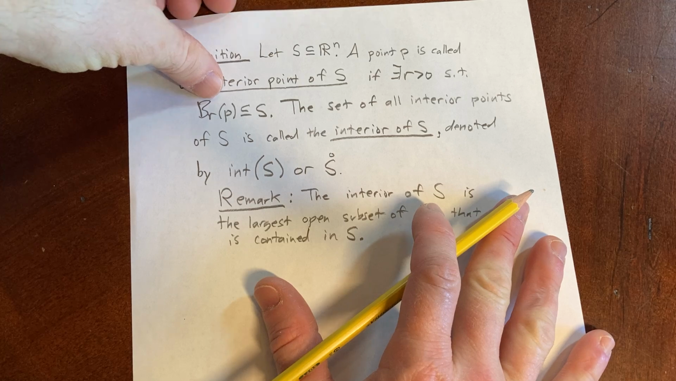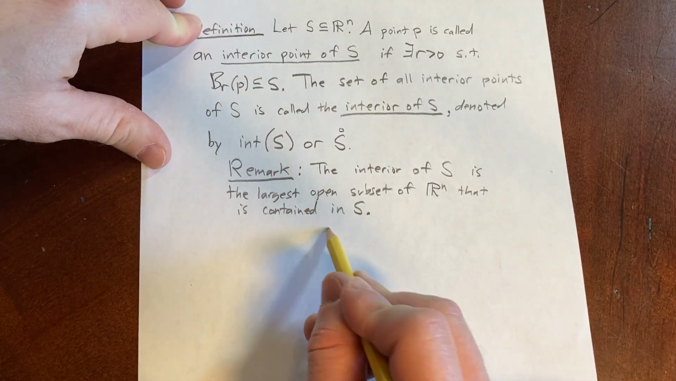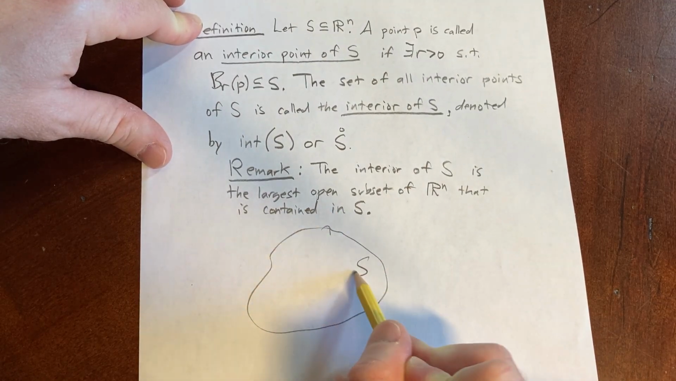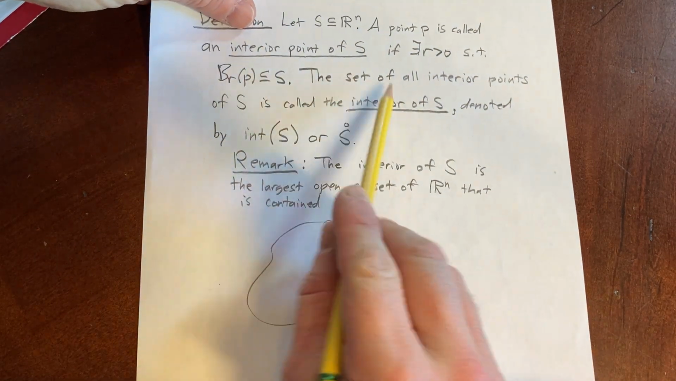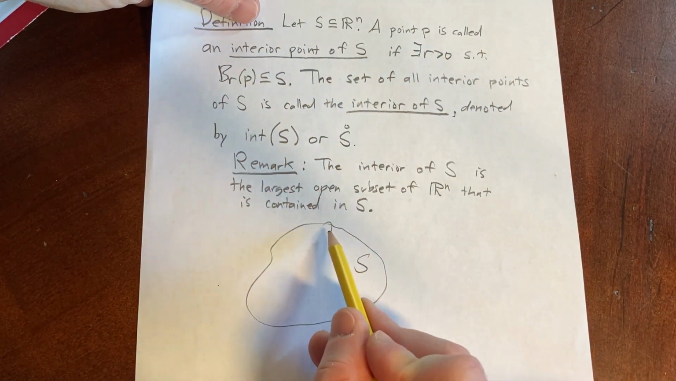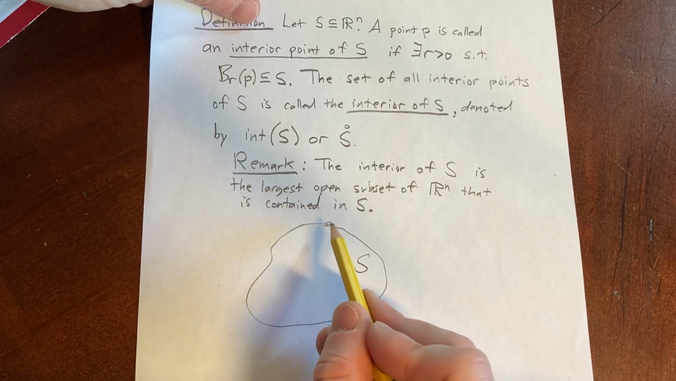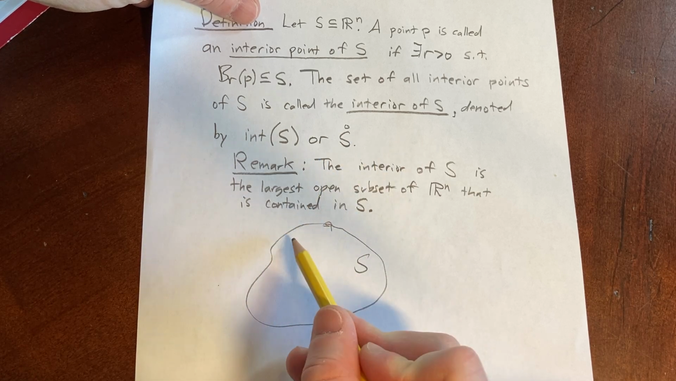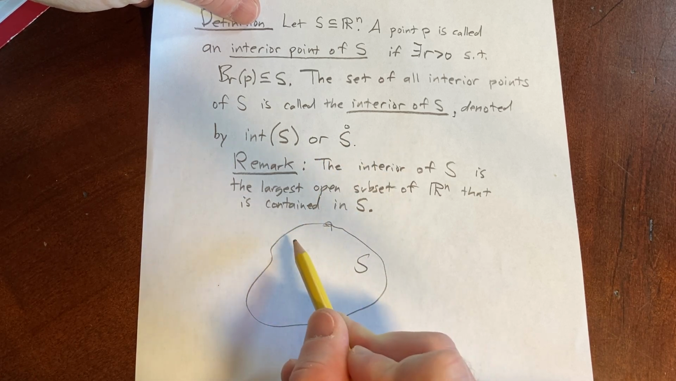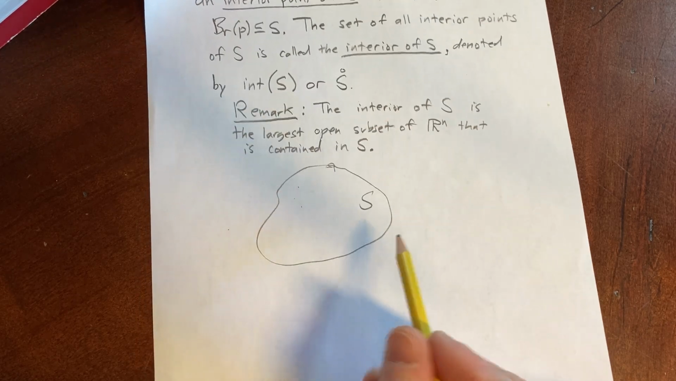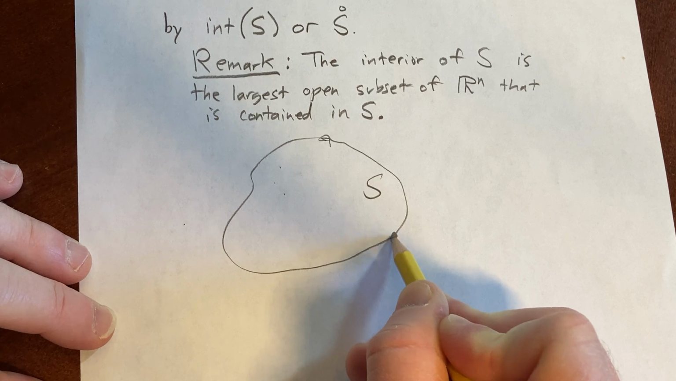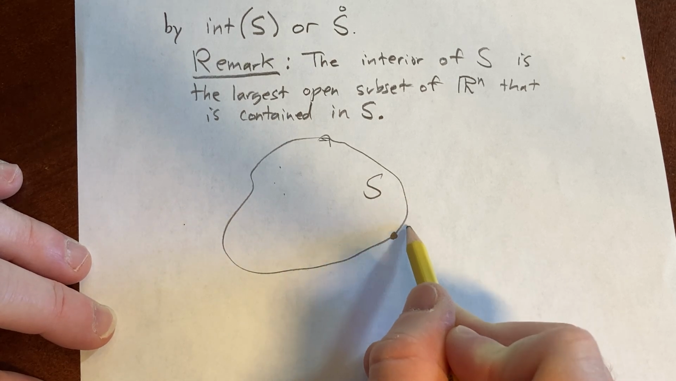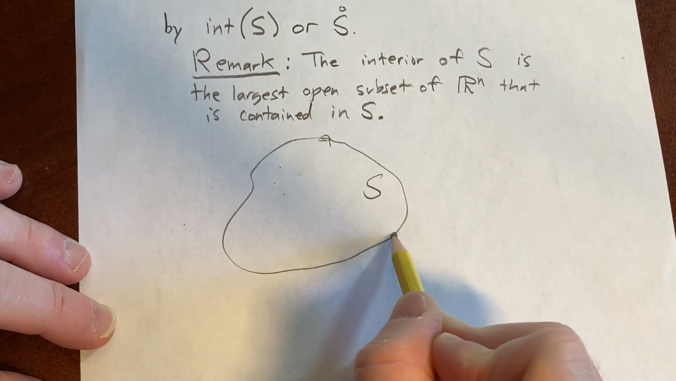Let me give you a picture here. So let's say that this is S. So what is an interior point? An interior point, basically, just means that if I pick a point P, I should be able to find an R such that there's an open ball contained there. So this would be an interior point. Now, what's not an interior point? Well, if I pick a point on the boundary, like right here, and that point is in S, it's not going to be an interior point because I won't be able to find an open ball.